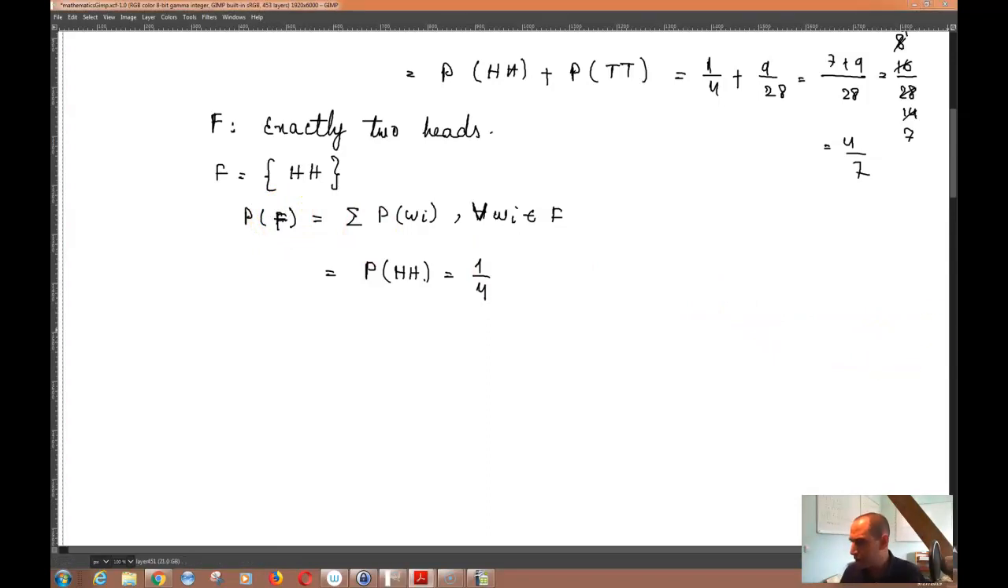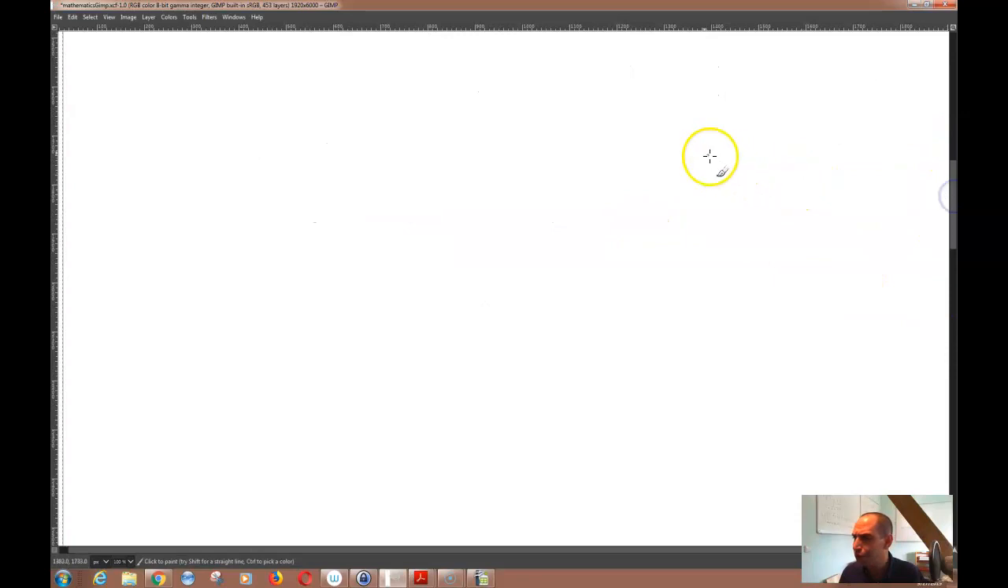Now the next thing that we have here is the probabilities of equally likely outcomes, which of course we can do here as well, but then we can simplify things a little bit. So let's see how that goes. Let's see the probabilities of equally likely events.